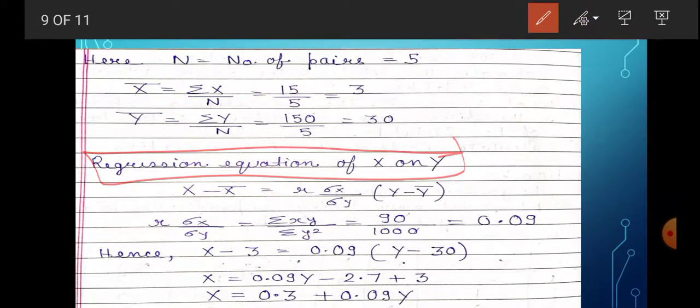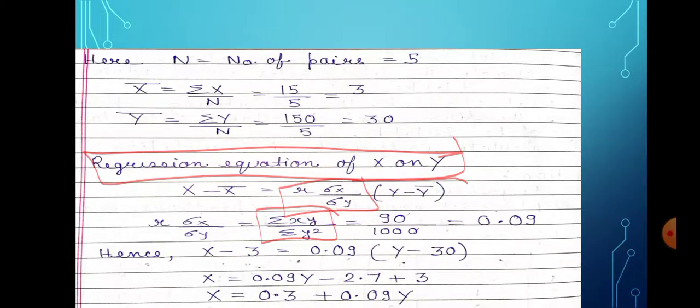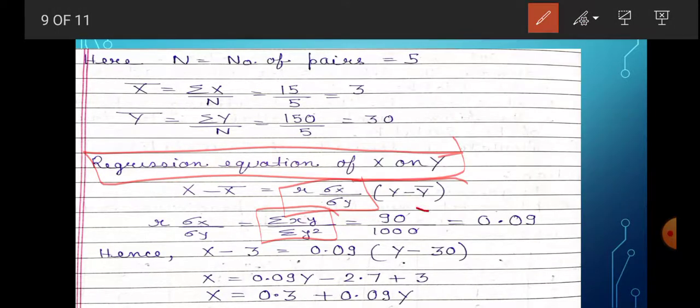As you know, the formula for the regression equation of x on y is x minus x bar equals r sigma x by sigma y times (y minus y bar). Before using the formula, we first find this one. r sigma x by sigma y can also be written as, as I explained earlier, summation of xy divided by summation of y square. In the previous data we have got summation of xy is 90 and summation of y square is 1000. So we put the values: 90 by 1000, that is 0.09.